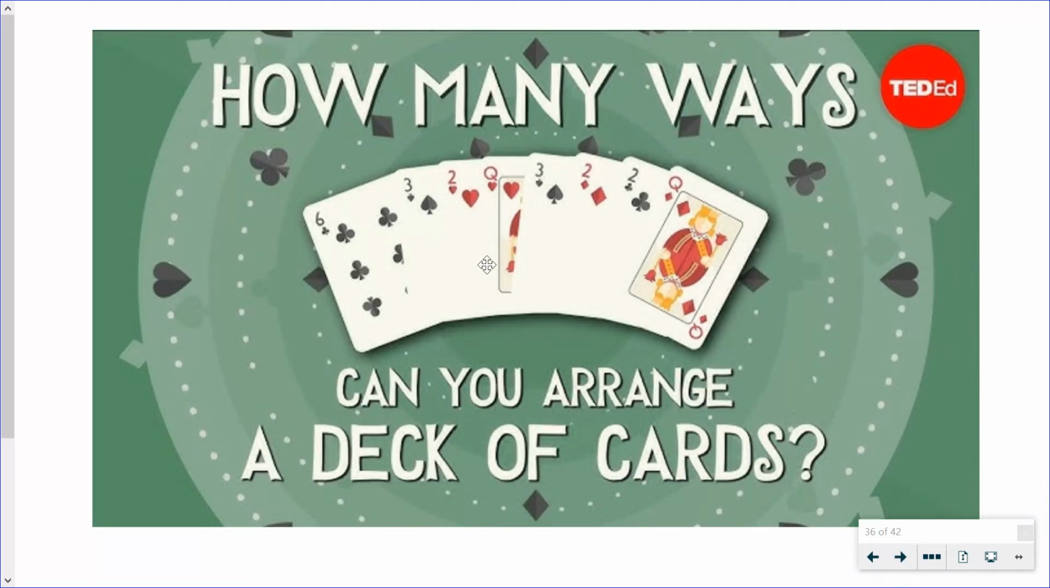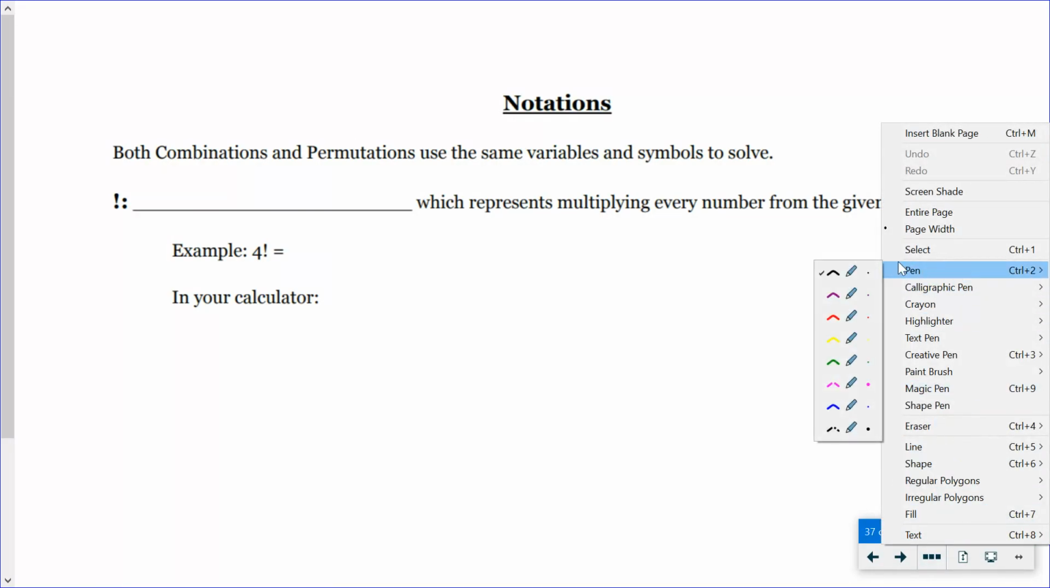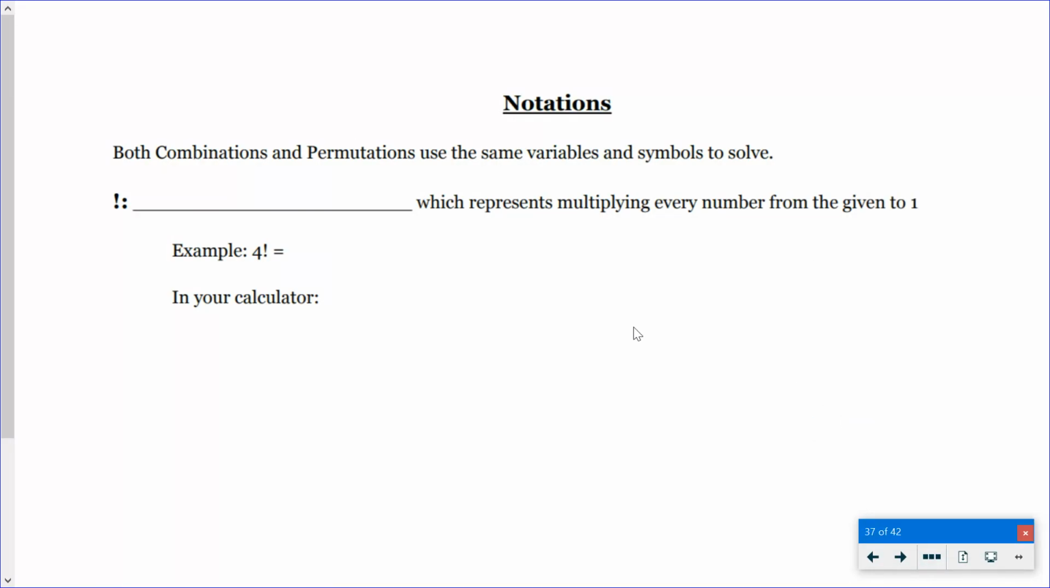Really what it means is how many ways can I arrange something. And so we have some notation that we're going to use. Some ways of writing things that it's going to be helpful for us to know what each piece means.